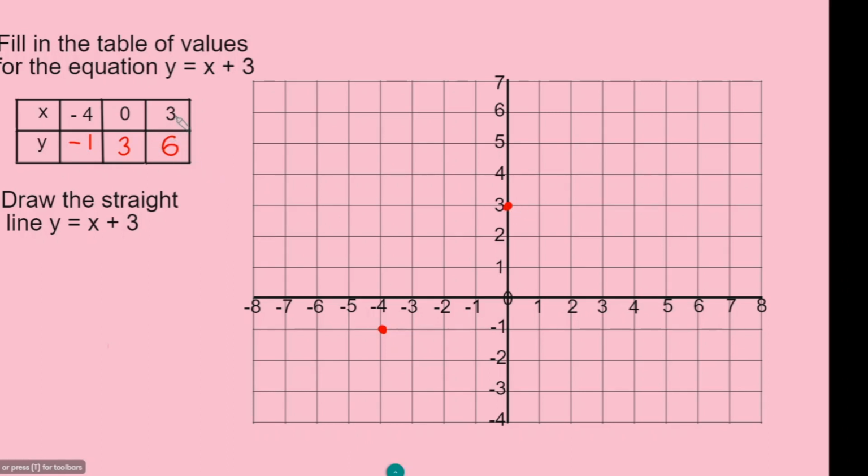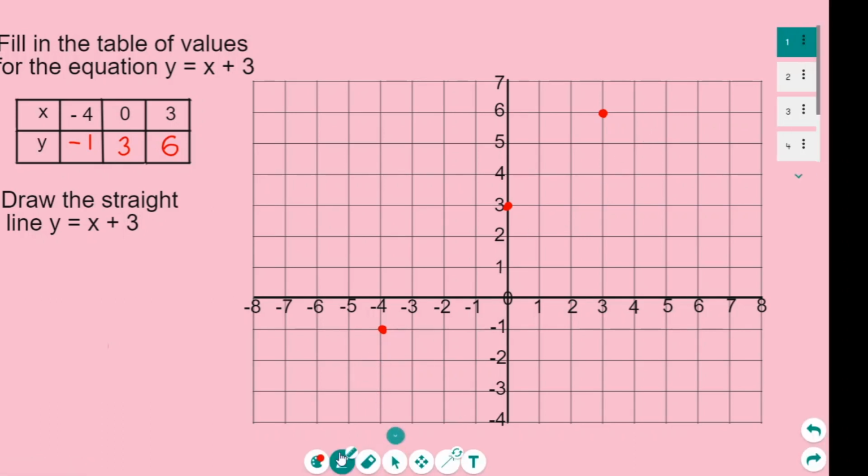And next, when x is 3, y is 6. So I go on the right across, x is 3, y 6, so I go up. So at this point, this is where both coordinates meet. Again, I'm going to make the point big enough because I think I kind of need it when I'm going to do my straight line. So to complete my question, I need to connect these 3 dots with a straight line.